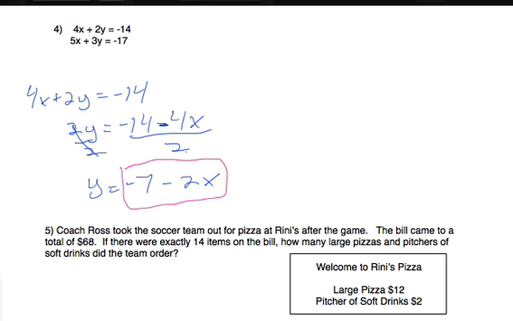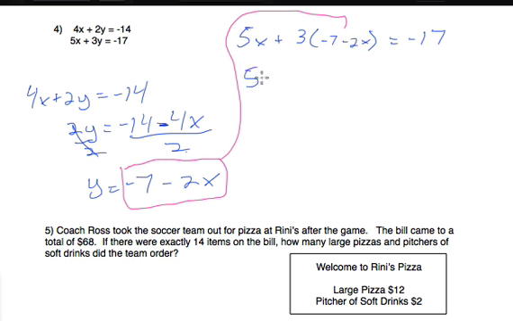So we're going to take our second equation, 5x plus 3 times something y equals negative 17. And what does y equal? We take what y equals and we plop it in there. That's negative 7 minus 2x. And we're going to rewrite this 5x.